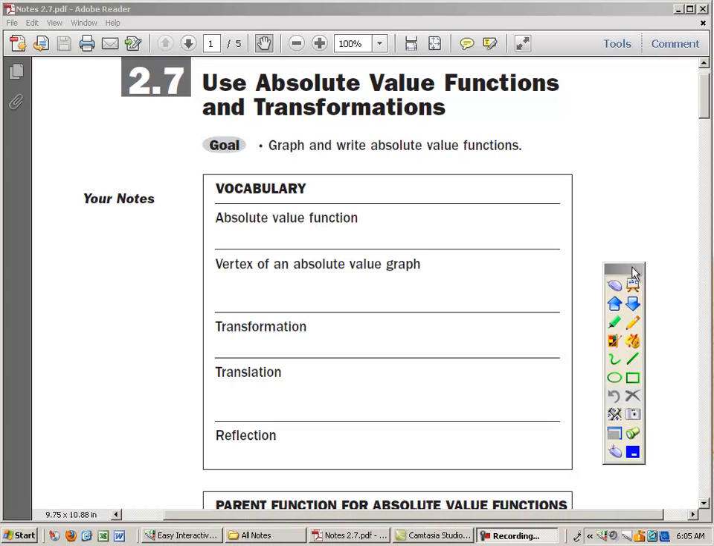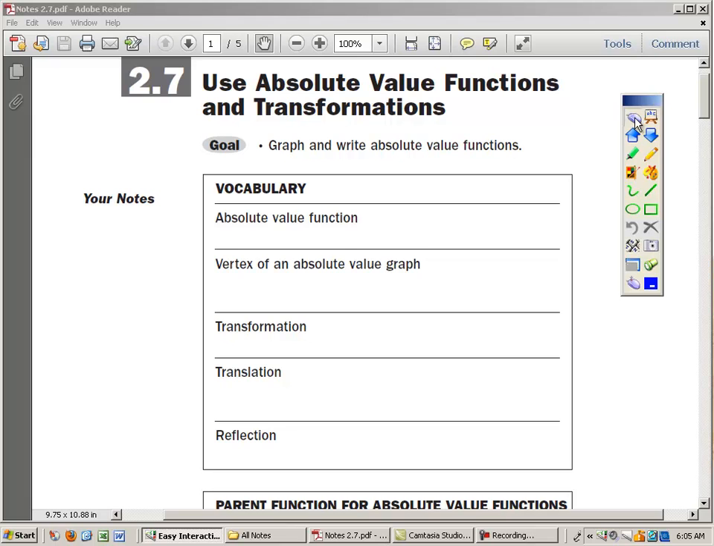The final lesson we'll be covering in Chapter 2 is Lesson 2.7 on using absolute value functions and transformations. We talked in the last chapter, at the tail end of Chapter 1, about absolute value equations. Absolute value equations we solved were things like the absolute value of 2x plus 5 is equal to 8, for example. These were absolute value equations because there was only one variable.